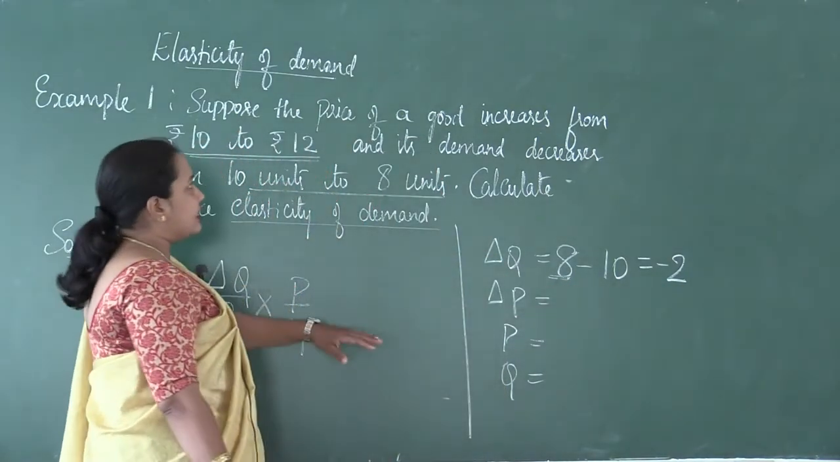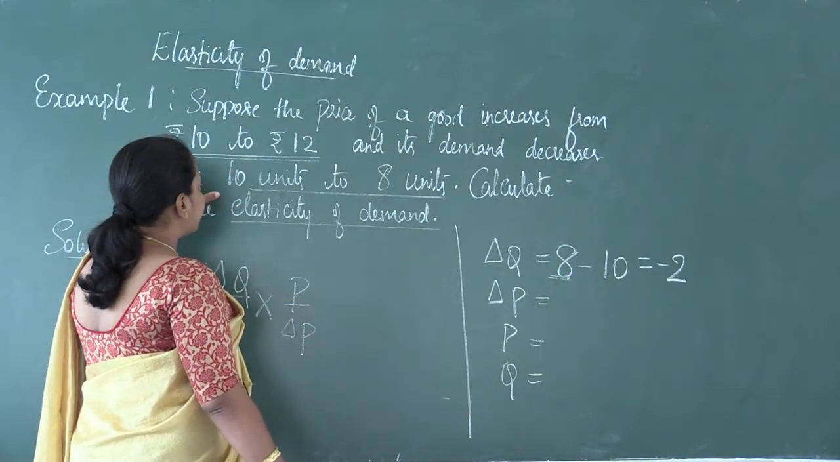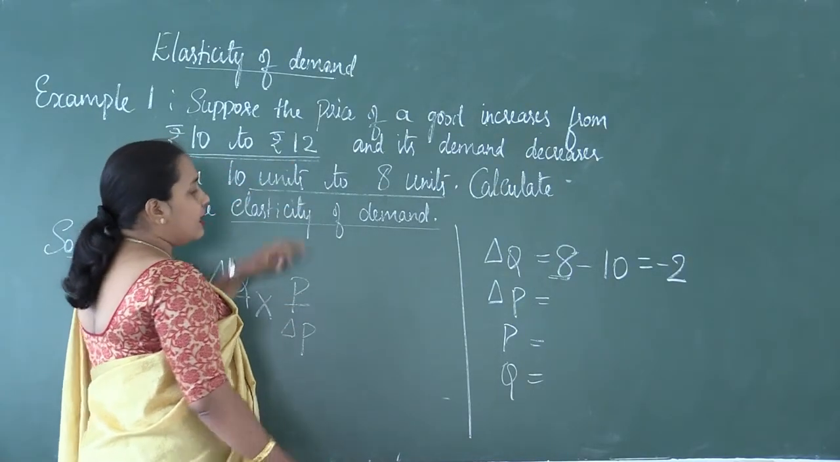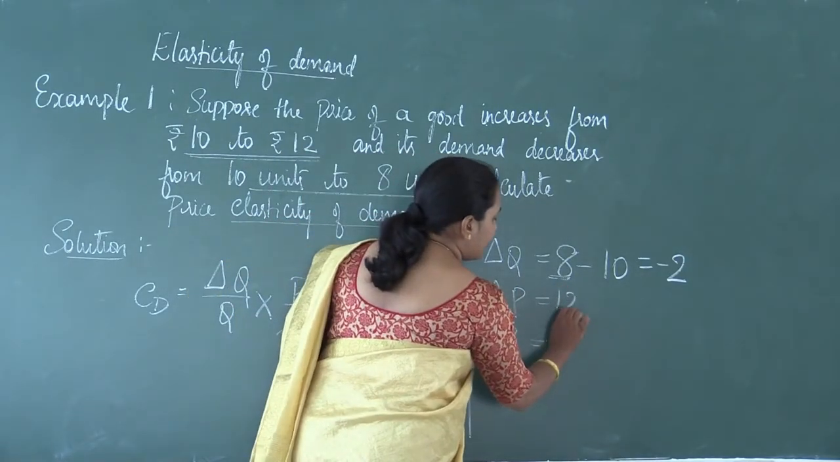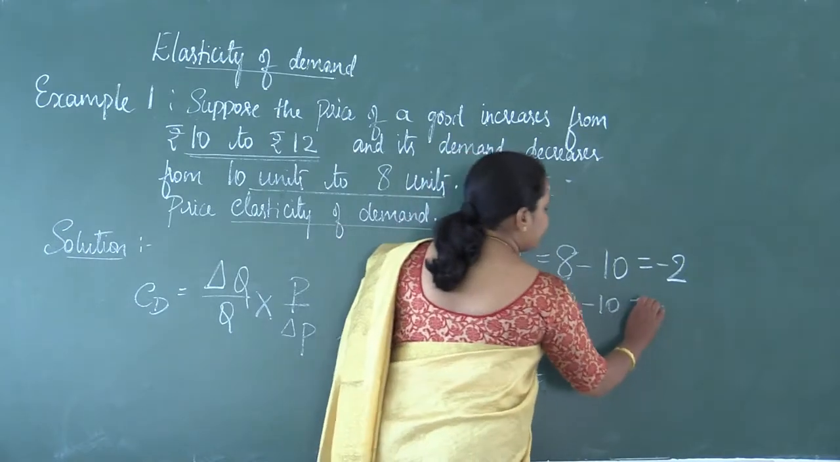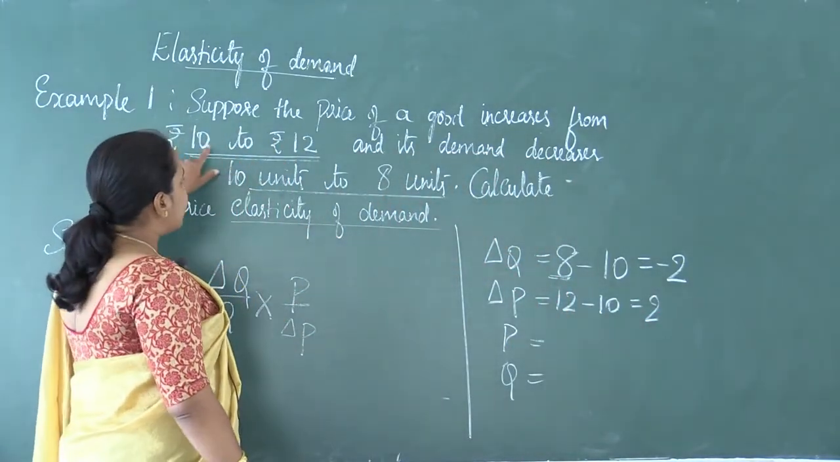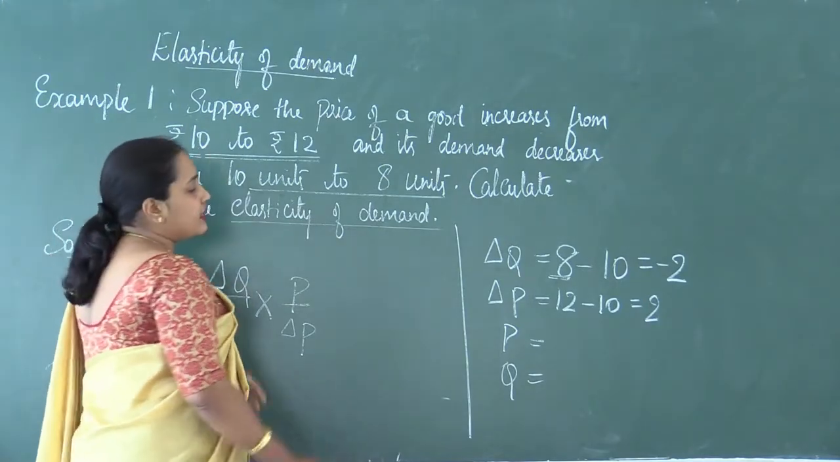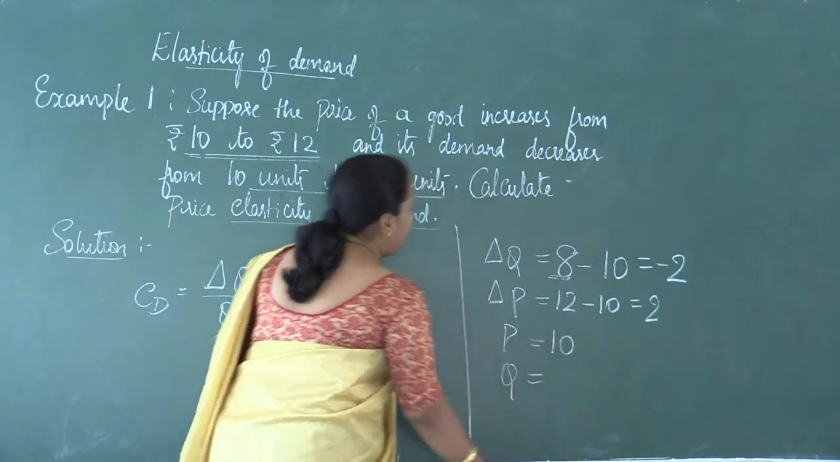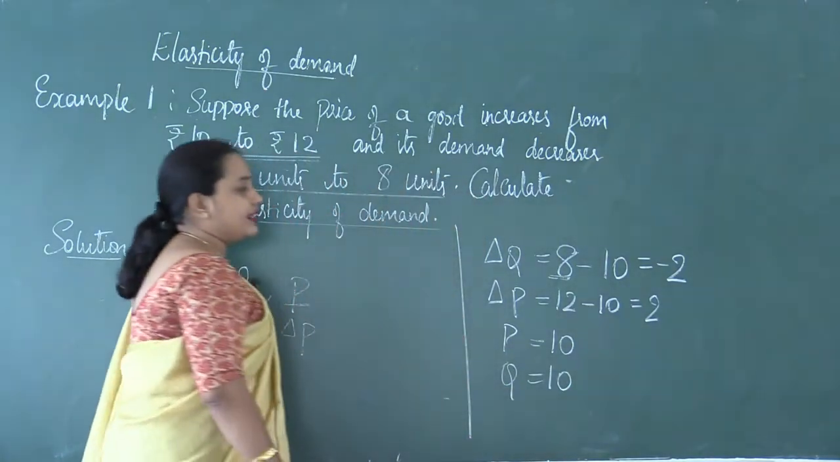Likewise, let us take delta P, change in price. The price has been increased from rupees 10 to rupees 12. The new price is rupees 12 and the initial price is rupees 10. When you take the difference, you get plus 2. Likewise, what is the initial price, the beginning price? It is rupees 10 and the initial demand is 10 units. That is to be taken.